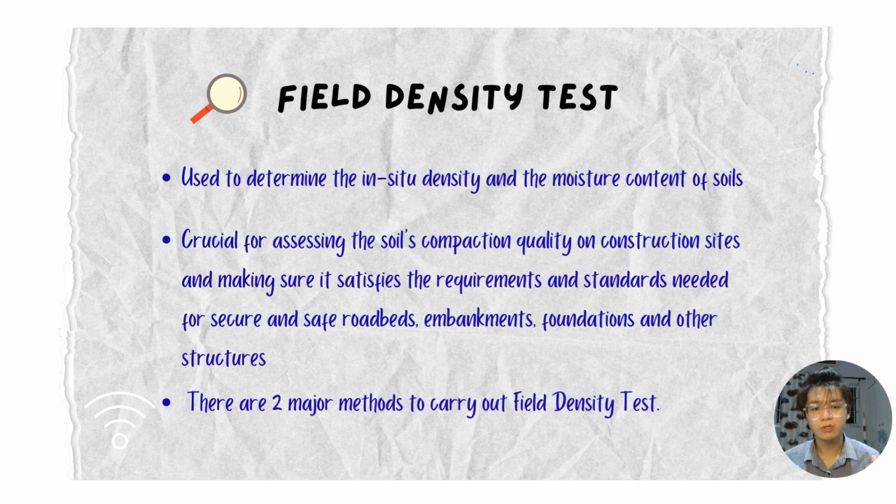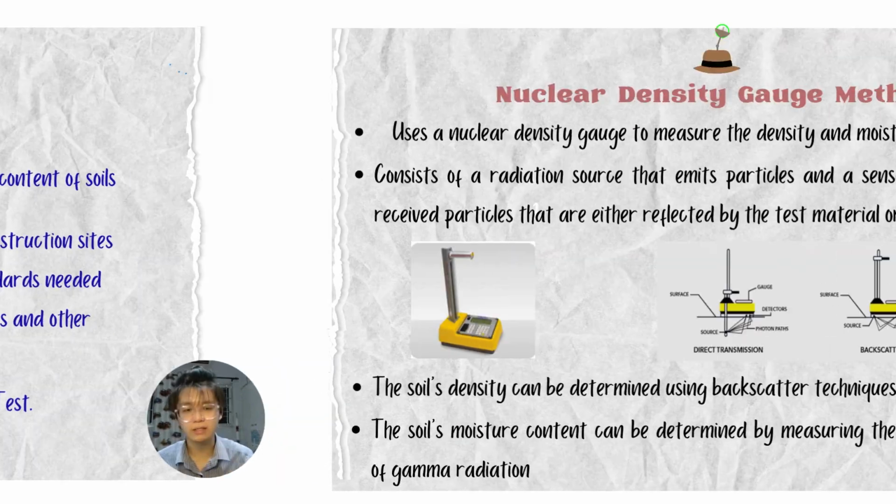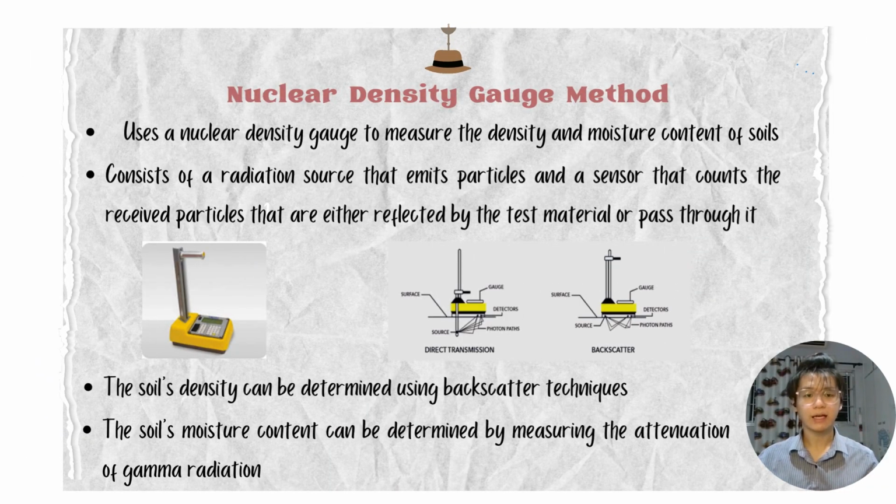It's crucial for assessing the soil compaction quality on construction sites and making sure it satisfies the requirement and standard needed for secure and safe road beds, embankments, foundations, and other structures. There are two major methods to carry out our field density test. So, our first method will be our nuclear density gauge method.